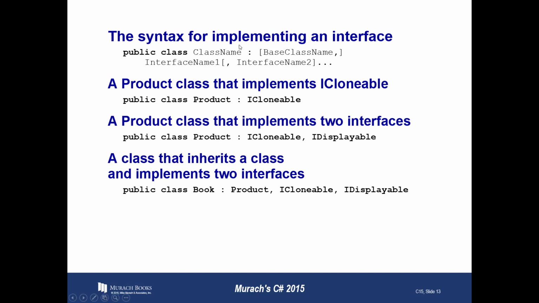So again, when you implement an interface, it looks virtually the same, with a colon, as inheriting from a class, except the interface name starts with a capital I. And here's an example of implementing more than one interface. Here's an example of inheriting from a class and implementing two interfaces.